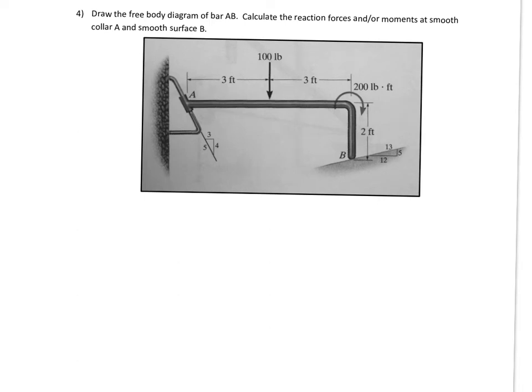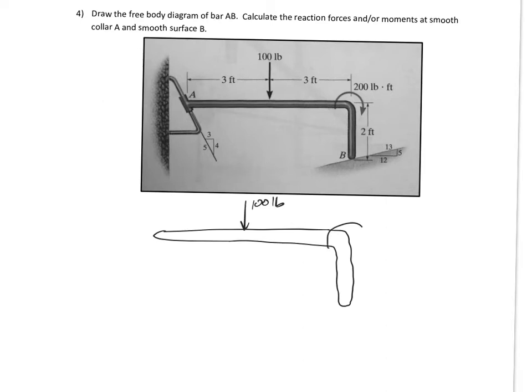free body diagram. So here, draw kind of the shape that I have. All right, and what forces are acting here? Well, definitely have this 100-pound force. I have this applied moment of 200 pound-feet. That's 3 feet from here, 3 feet from here, 2 feet from here.